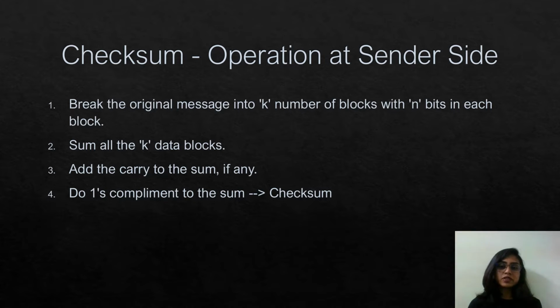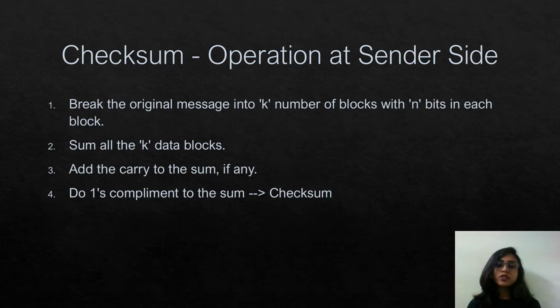Step number 2 is we are going to sum all the k data blocks. In the previous step we have broken the original message into k number of blocks and we are going to add all the k blocks. The summation sometimes may generate a carry, and we add the carry to the sum if any such carry is generated. The last step is to do one's complement of the sum. Whatever we get after performing the one's complement is called the checksum. So the checksum will also be of n bits. Every block of data is of n bits and the checksum will also be of n bits.